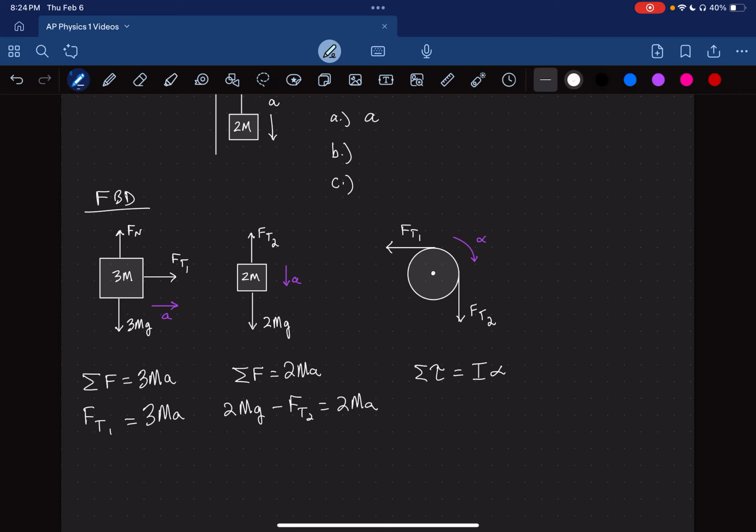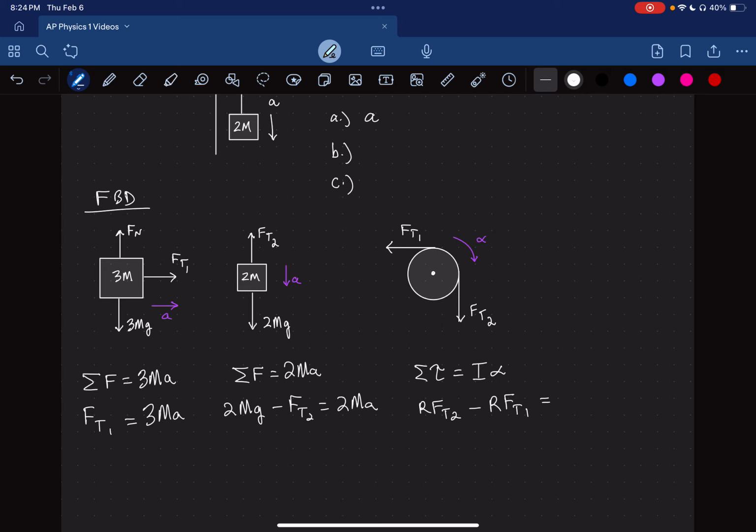Cool. And then over here, okay, we have torque. Let's call this RFT2 minus RFT1 equals I. Oh, we need to put an I.